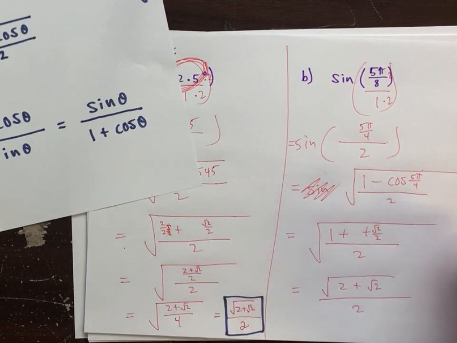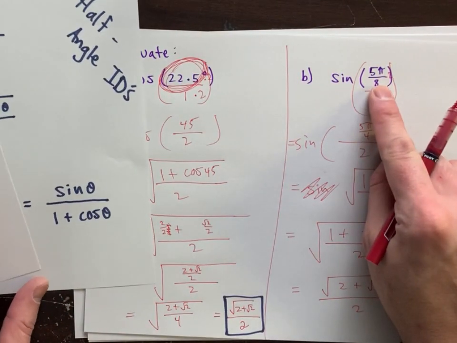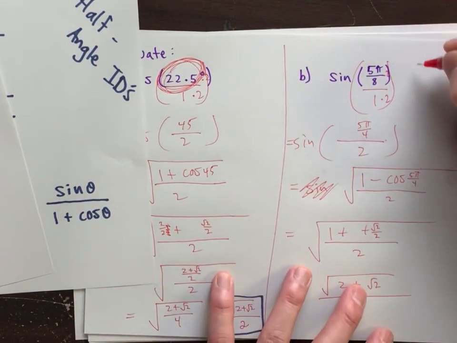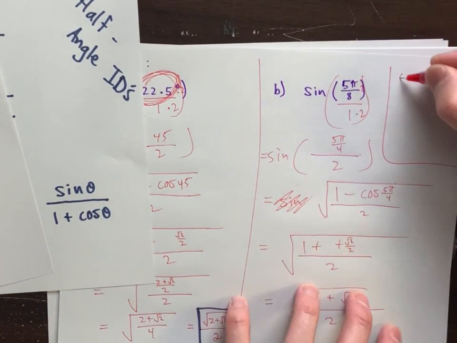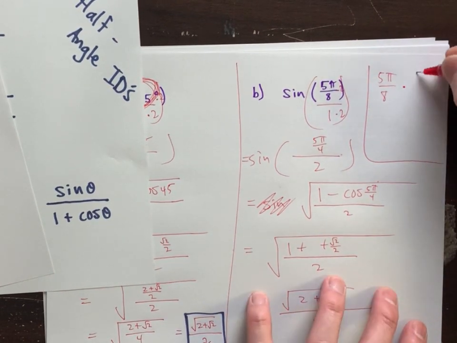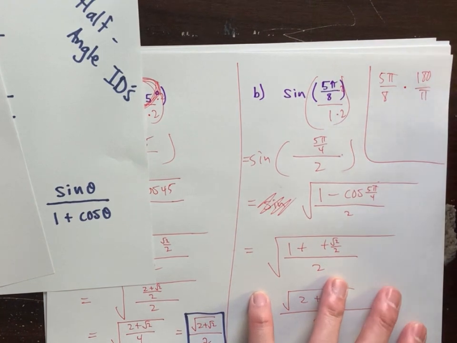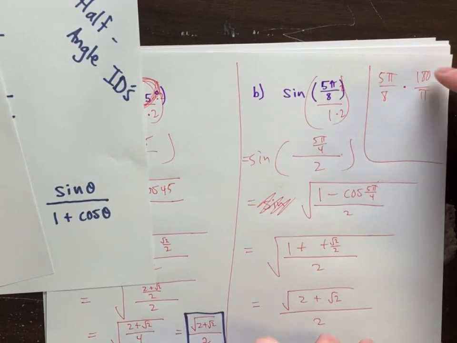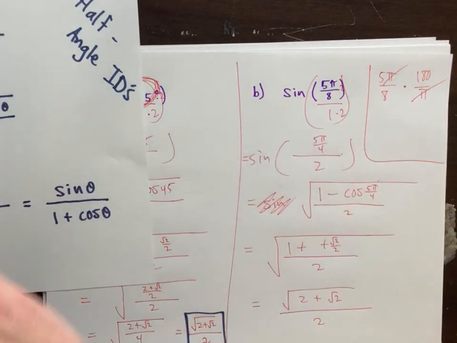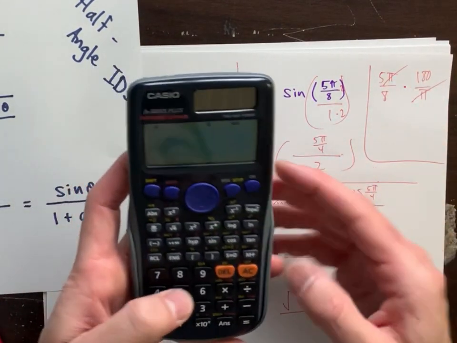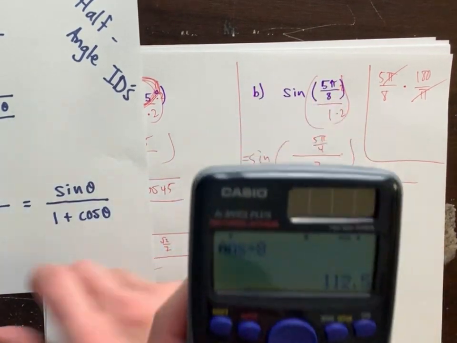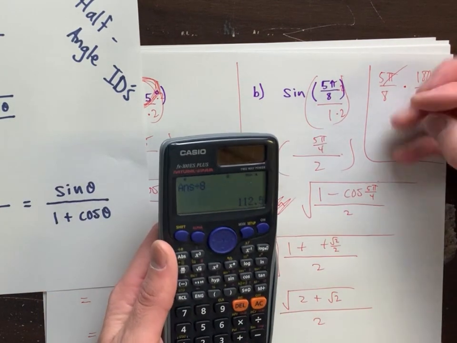But now you have to make a decision. Is this positive or is this negative? Well, 5 pi over 8. Where in the world is 5 pi over 8? I'm not too sure. So you know what I'm going to do to 5 pi over 8? I'm going to turn it into degrees by multiplying it by 180 over pi. If you want to turn radians into degrees, you multiply by 180 over pi. The pi's would knock out. And on a calculator, 5 times 180 divided by 8, it says 112 degrees.